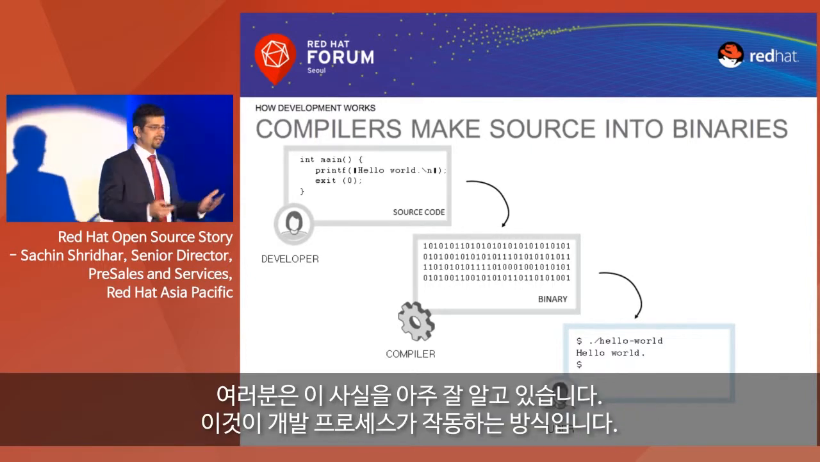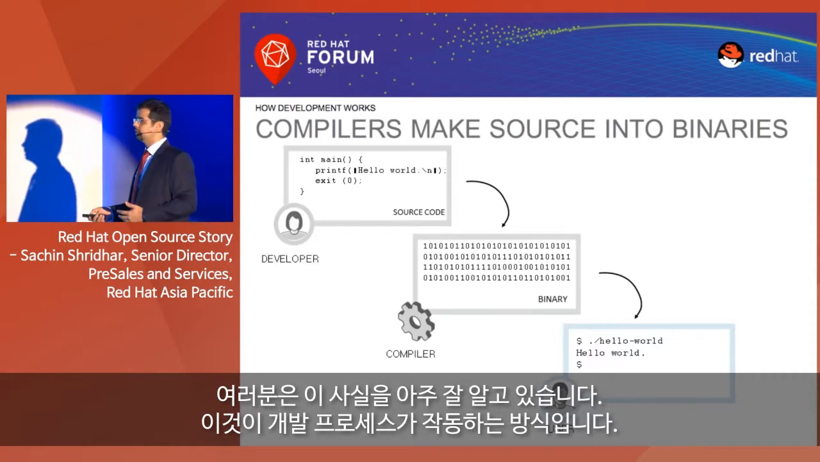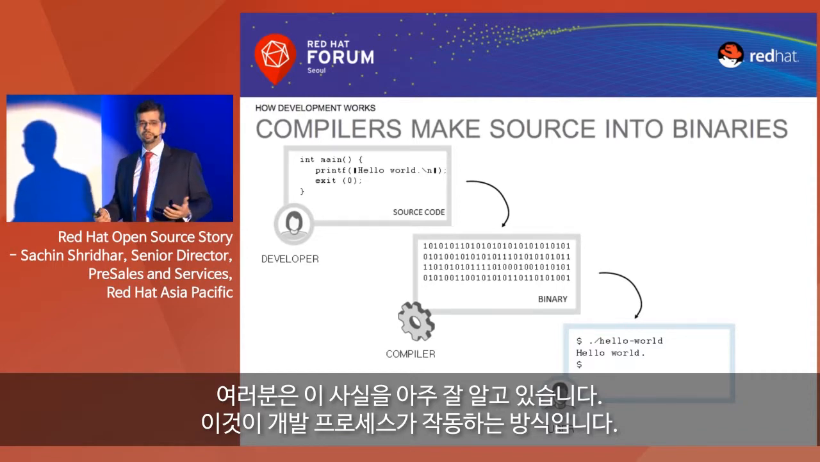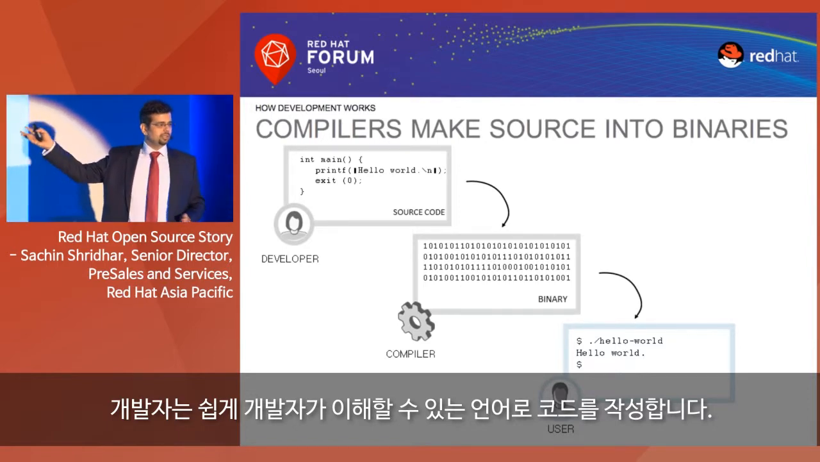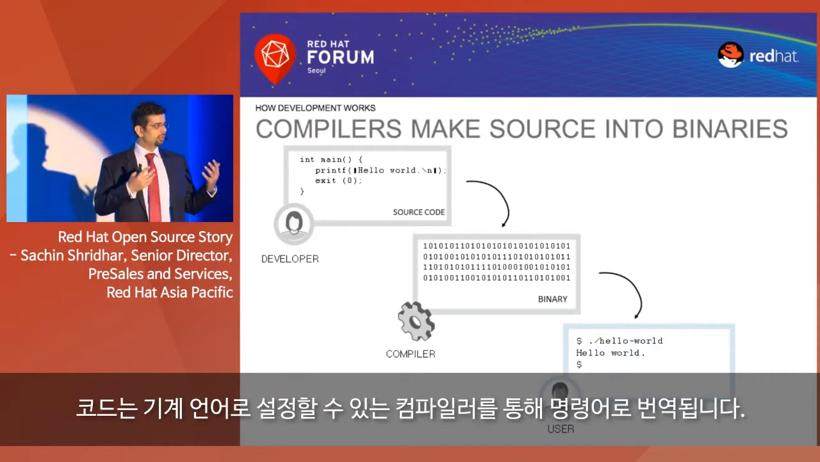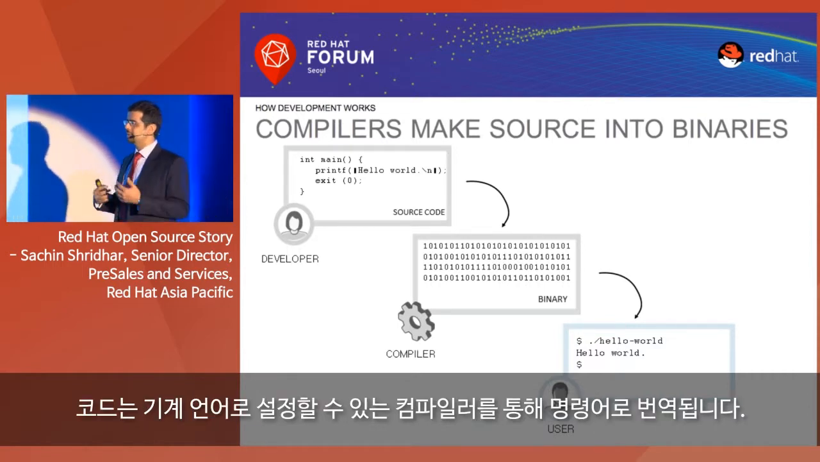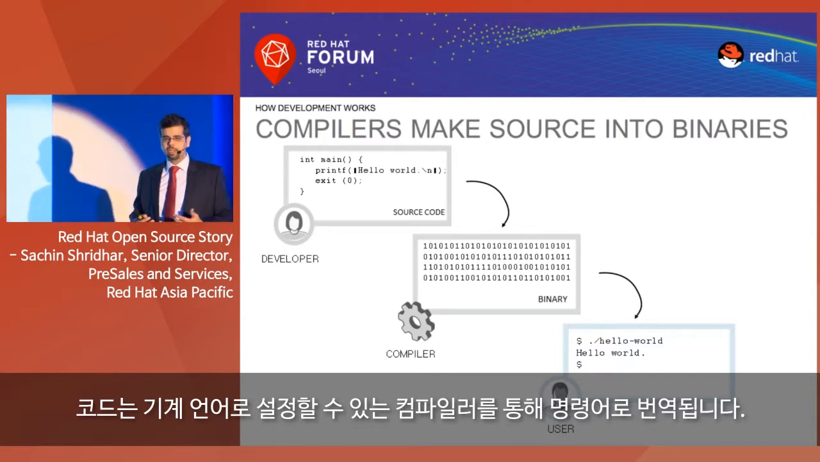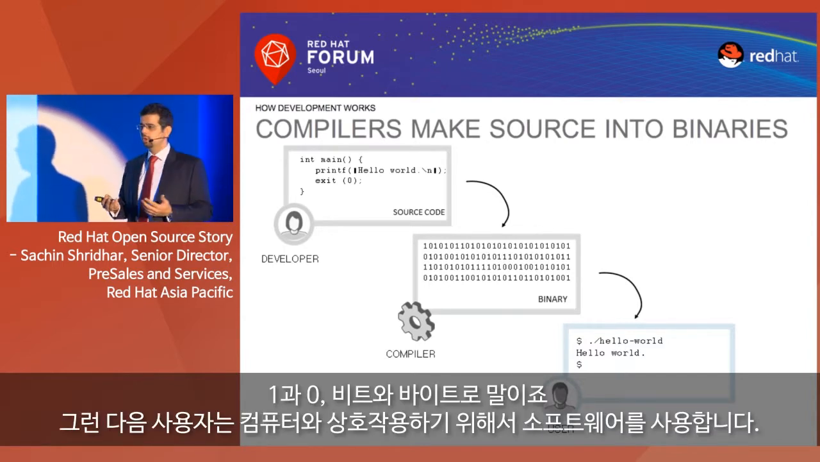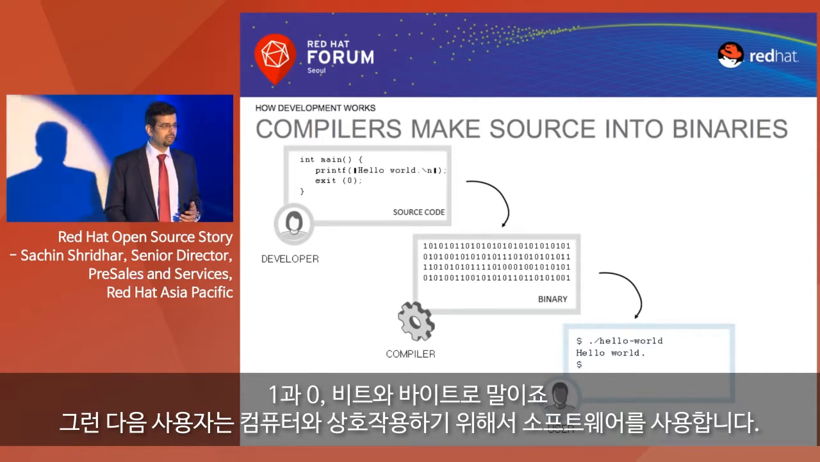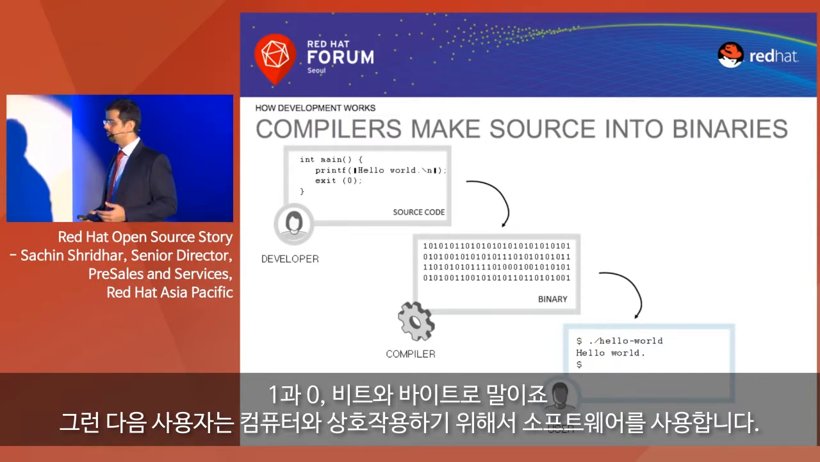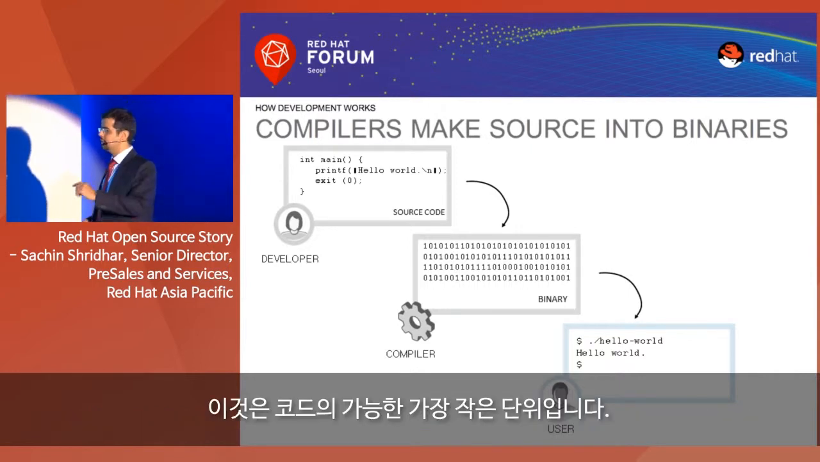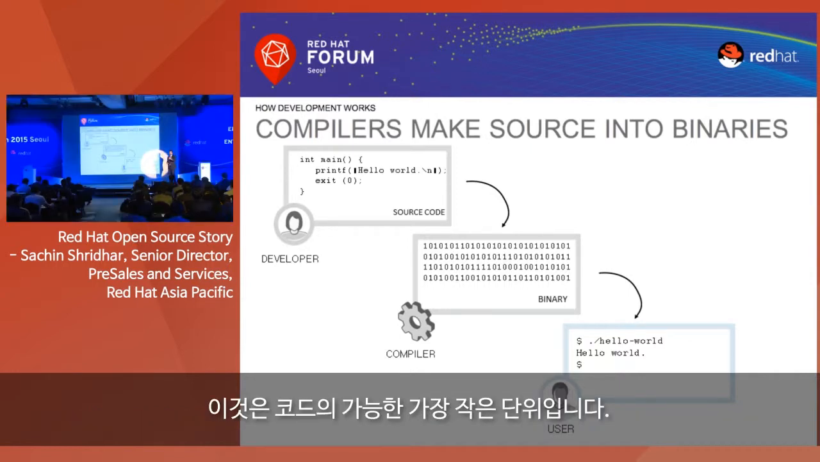Now, most of you understand this very well. This is how the development process works. First, a developer will write in a development language. The example here is in C language. The developer writes the code in a language that's easy for the developer to understand. It is compiled through a compiler which converts it into machine language, ones and zeros, the bits and the bytes. And then the user uses the software to interact with the computer. This is the smallest possible unit of the code.